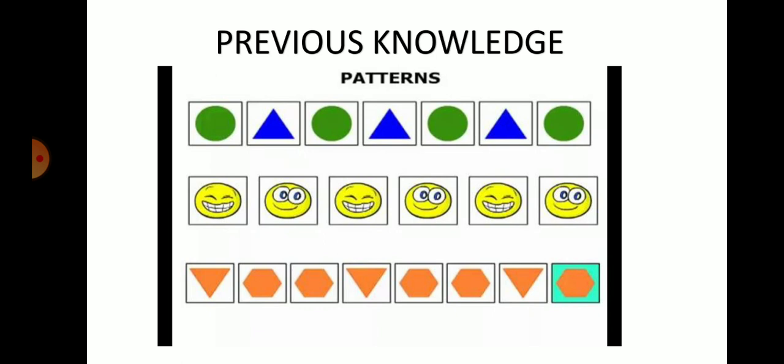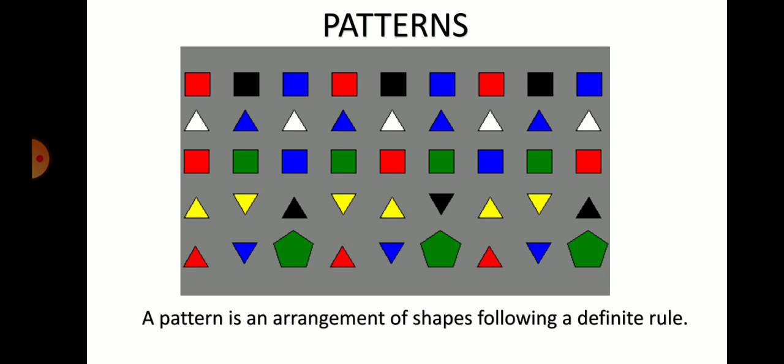Look at the second one. Laughing face, then smiling face. The same thing is repeated. So what will come next? It will be a laughing face. In the third one, there is a triangle, then two hexagons. Again a triangle, then two hexagons. So what will come next? Next, here there will be a hexagon. So, a pattern is an arrangement of shapes following a definite rule.